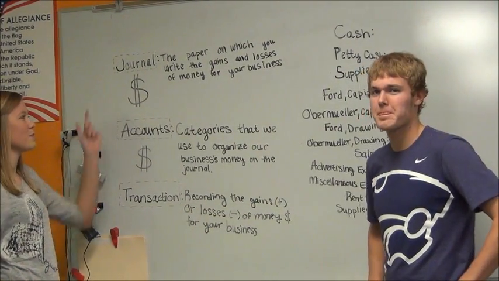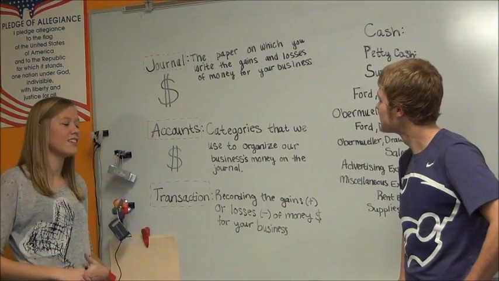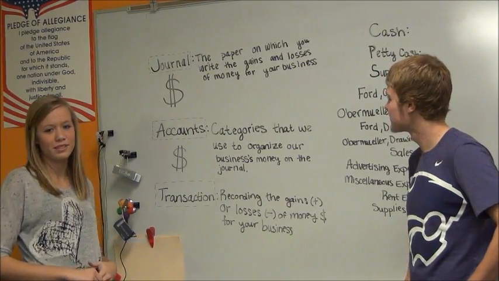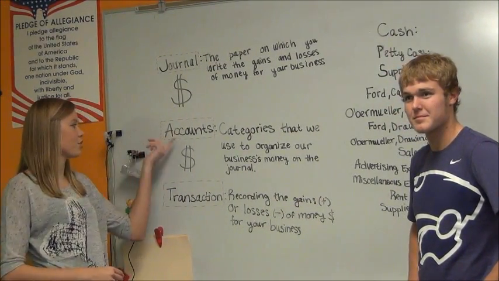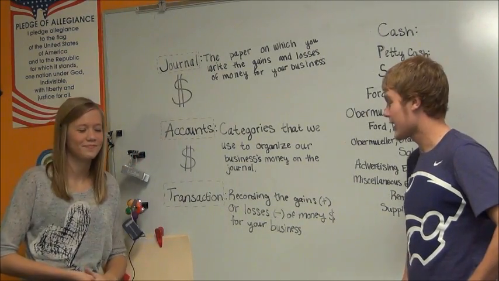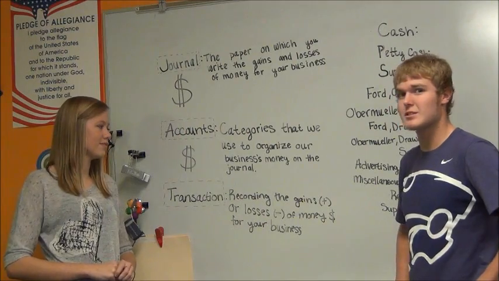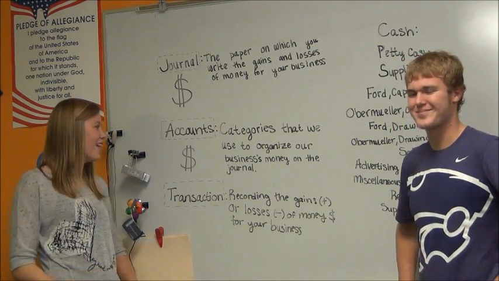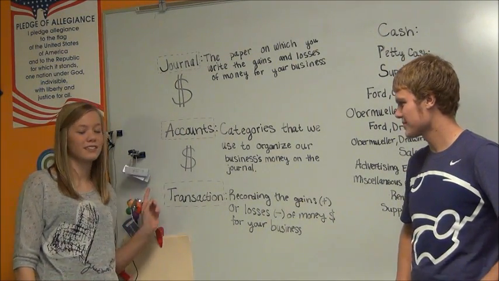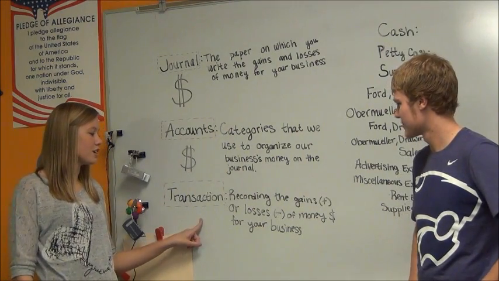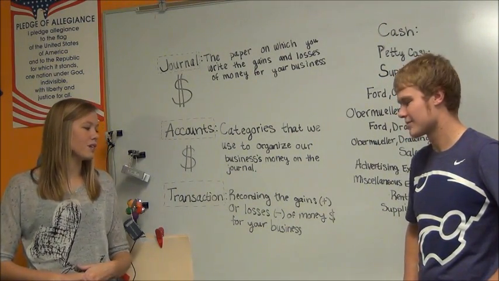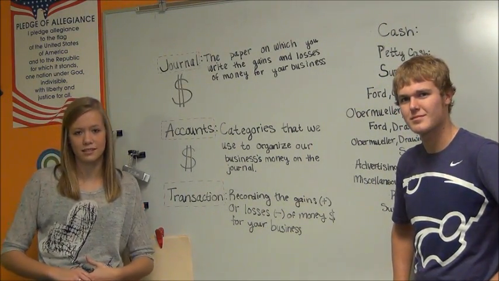A journal is the paper on which we write the gains and losses of the money for your business. On the journal, we have accounts. Accounts are categories that we use to organize our business's money on the journal. Within the accounts, we have transactions. A transaction is when we record the gains or losses of money for your business.